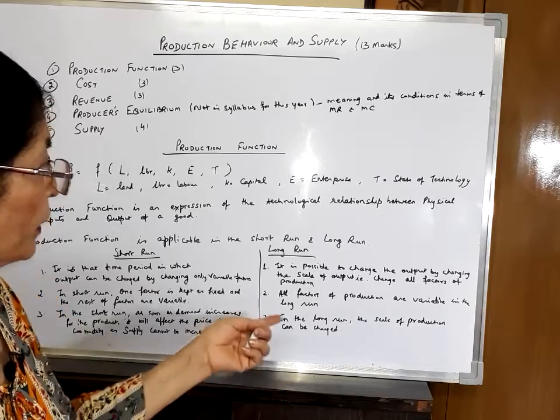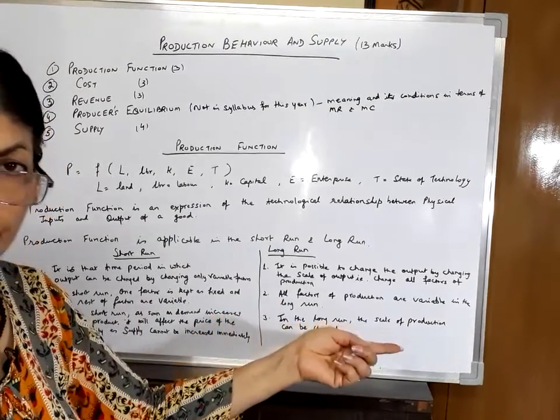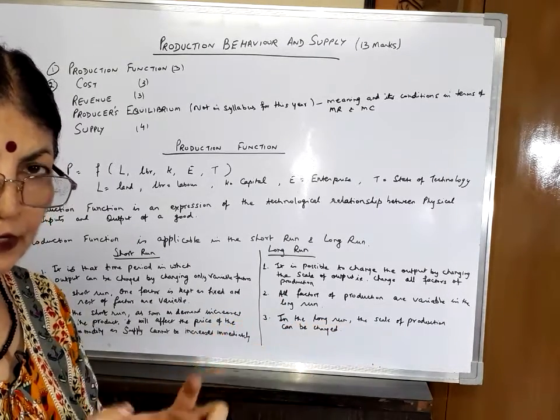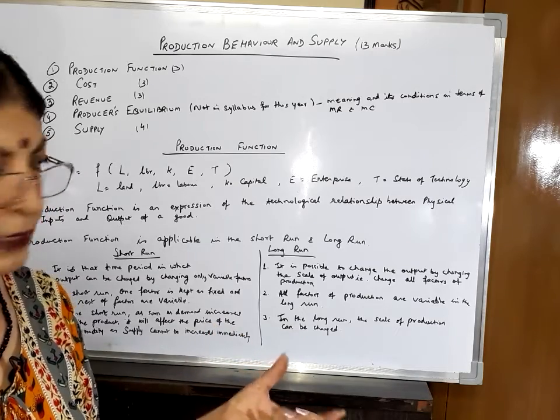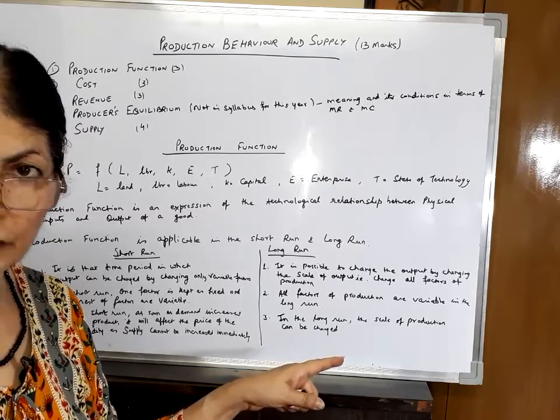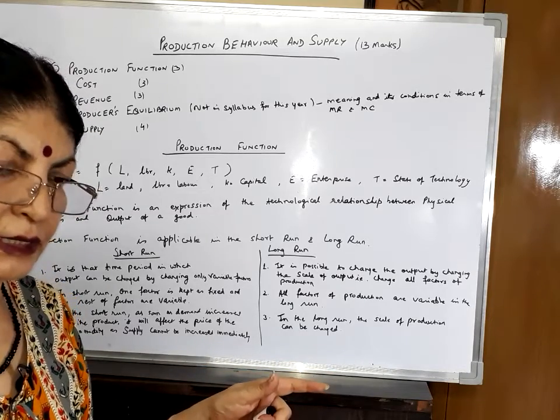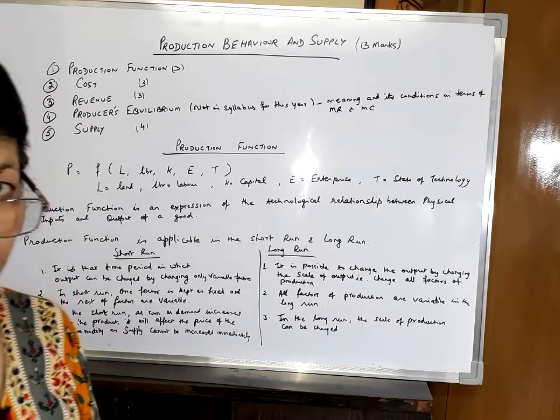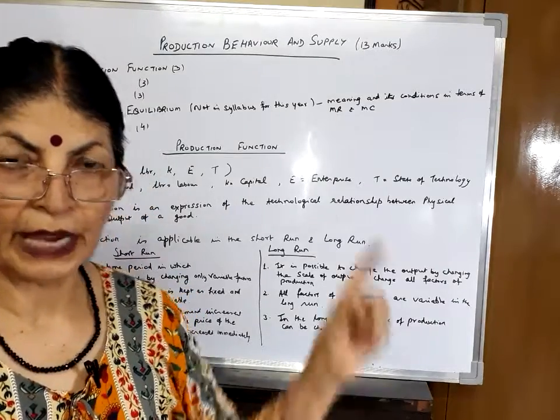In the long run, however, your total output can easily be adjusted to changes in demand. Hence, in the long run, the scale of production can be changed. You can increase it or decrease it as the case may be. I'll continue with this chapter and this concept just now.